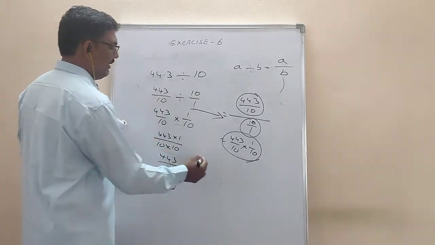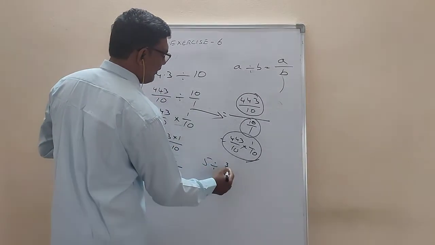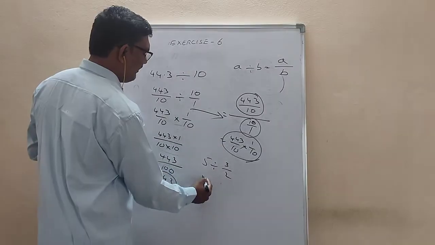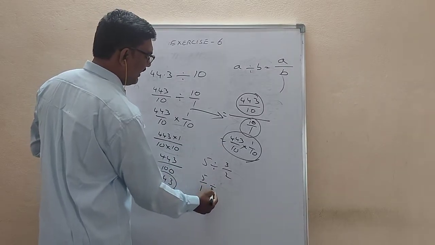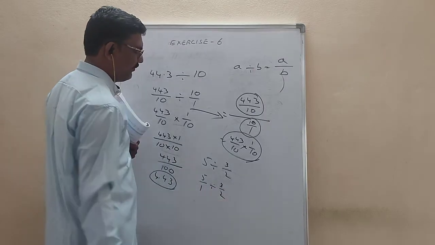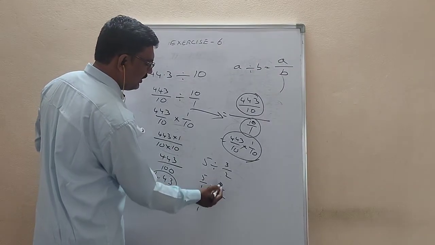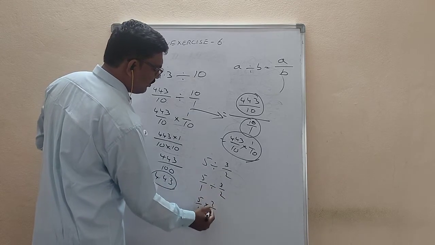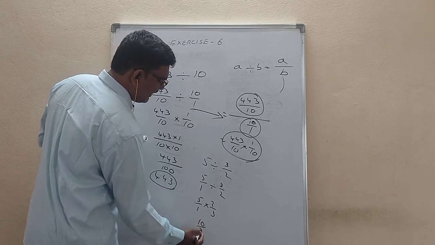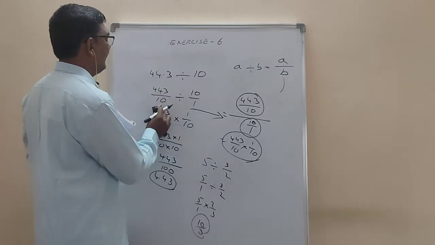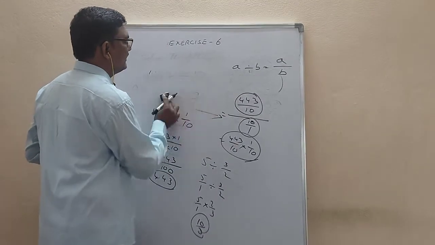So maybe 5 divided by 3 by 2 is there. What you have to do is, 5 means 5 by 1 divided by 3 by 2. So 5 by 1 as it is, divided by becomes into, 3 by 2 will be reversed to 2 by 3. The answer is 10 by 3. So we can do problems like this. Okay. Next.